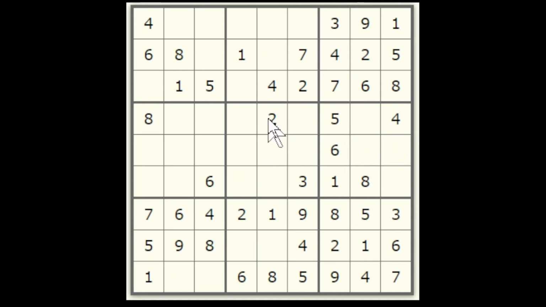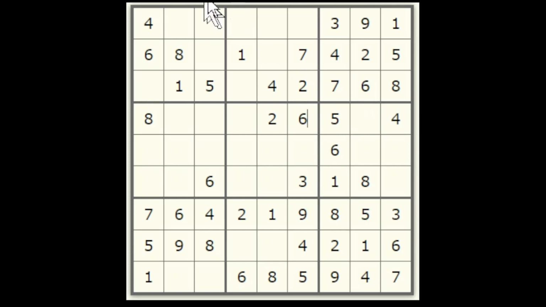Having found this 2, we now can find the next digit, which is going to be a 6. These two 6s block these 5 cells, and this 6 blocks these 3 cells, and that means that this cell must be a 6.